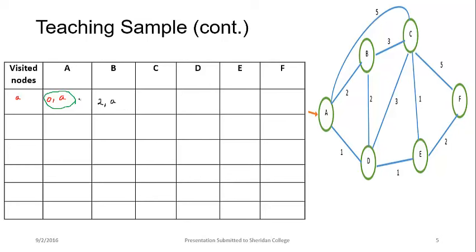Now from A to C, where C is that one. From A to C, 5 units. 5, A. And from A to D, this D, I need 1 unit. That's 1, A. Okay, A to D. Very good.